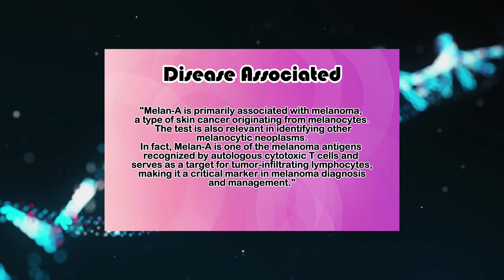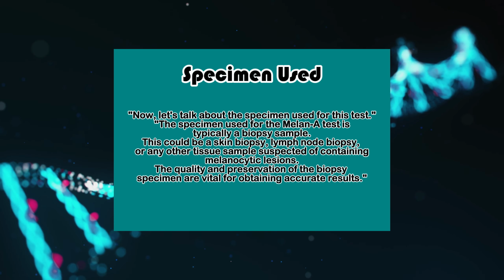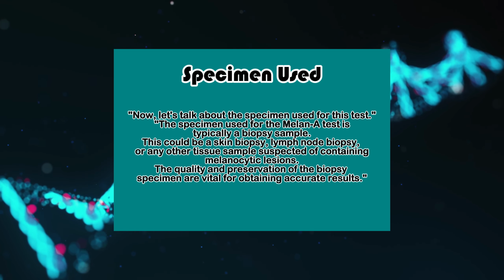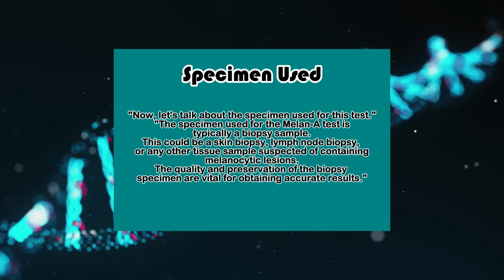Specimen used. Now let's talk about the specimen used for this test. The specimen used for the Melan-A test is typically a biopsy sample. This could be a skin biopsy, lymph node biopsy, or any other tissue sample suspected of containing melanocytic lesions. The quality and preservation of the biopsy specimen are vital for obtaining accurate results.